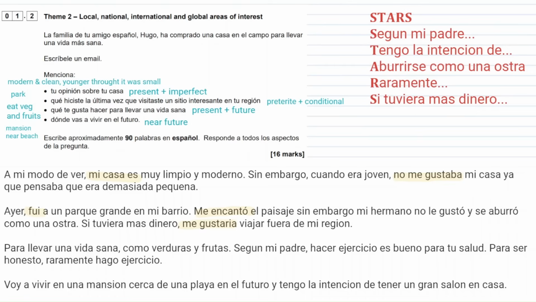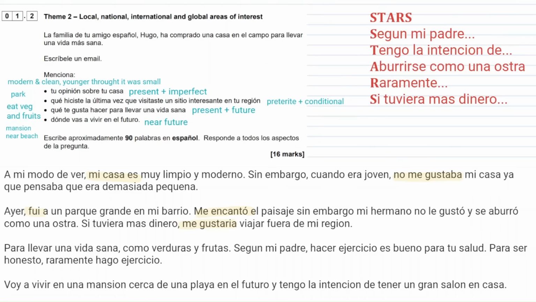And I've used one of my spicy phrases, si tuviera más dinero. Now on to the third paragraph, answering the question of what do you do to have a healthy life? So, para llevar una vida sana, como verduras y frutas, según mi padre, hacer ejercicio es bueno para tu salud. Para ser honesto, raramente hago ejercicio.